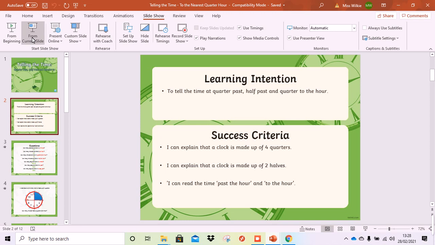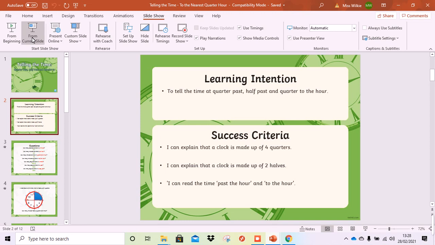How many seconds are there in a minute? Have a think. What do you think? There are 60 seconds in a minute. How many minutes are there in an hour? There are 60 minutes in an hour.